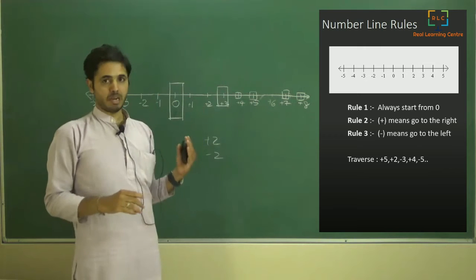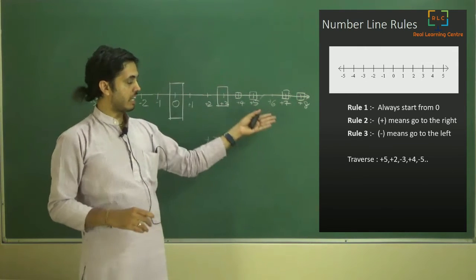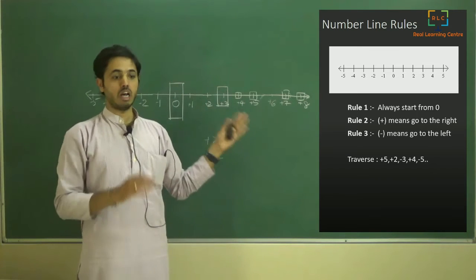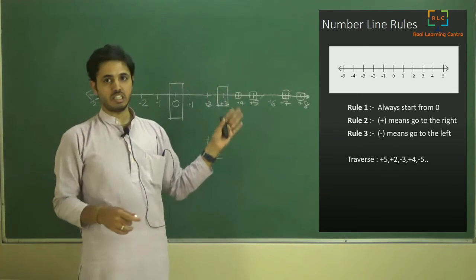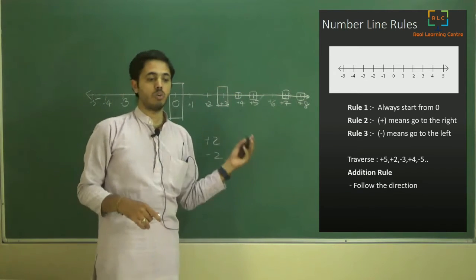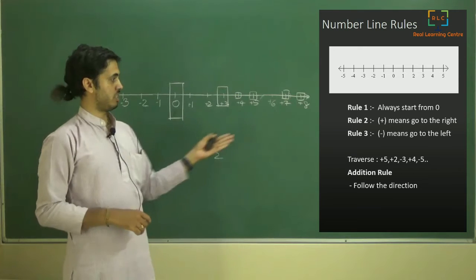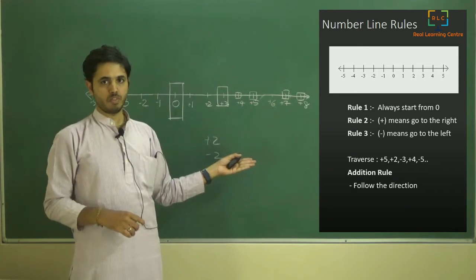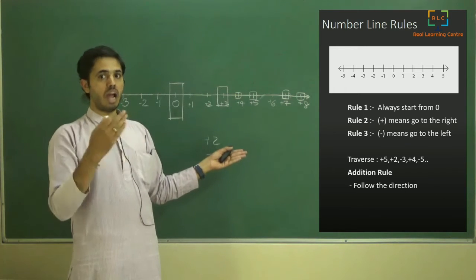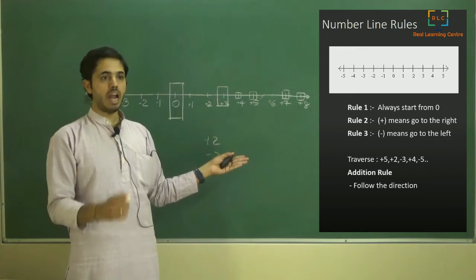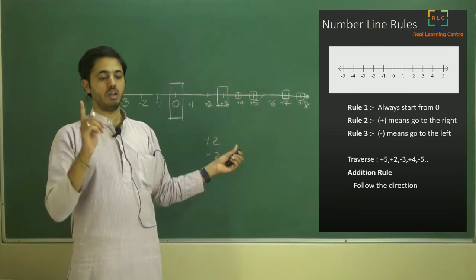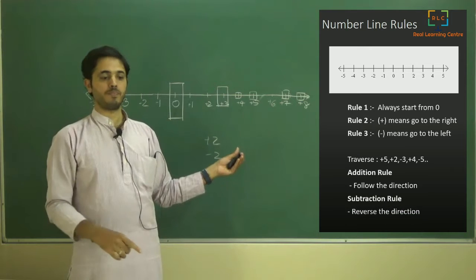So we have successfully applied the three rules while traversing the given set of numbers. I hope you are very clear in applying these three rules. Let's go ahead. Now another important rule is addition rule. When you have been given two different numbers and if you are told to add them, then add means follow the direction of the number. Okay, follow the direction of the number.